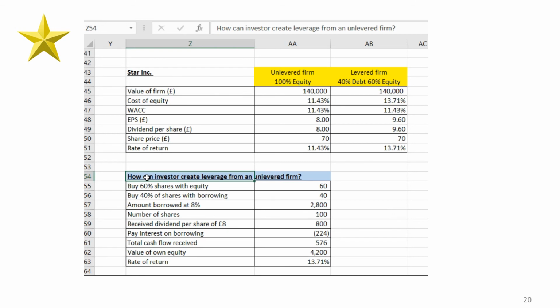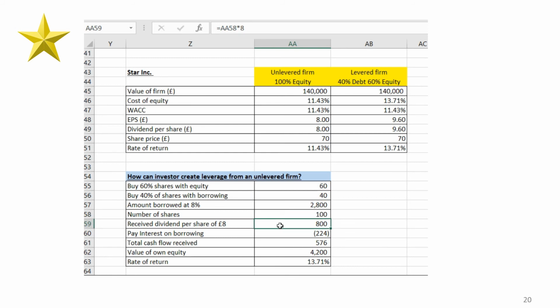Assuming that the investor can borrow at 8%, the same term as the company, investor buys 60 shares with his own fund and borrows to buy 40 shares. The amount borrowed is share price of £70 times 40 shares. The number of shares owned by the investor is 100 shares.